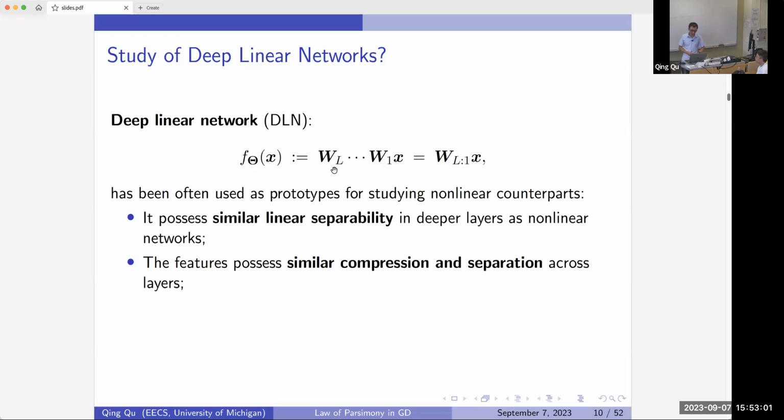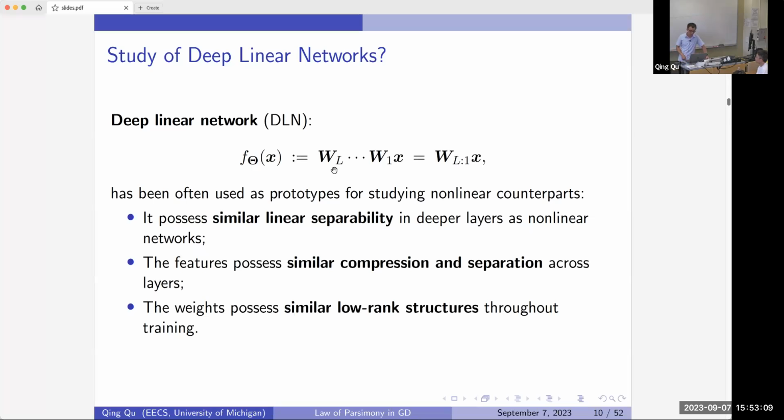Secondly, the linear network has similar compression of your features in the deeper layers. Another thing we observed is that deep linear networks also show similar low rank structures. There's a recent work on studying the low rank representations and embeddings of linear and nonlinear networks, and they observe similar phenomena.